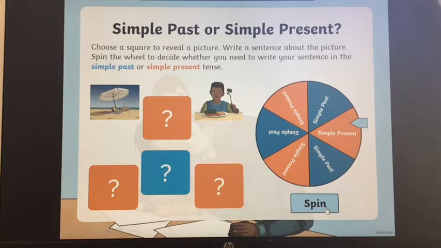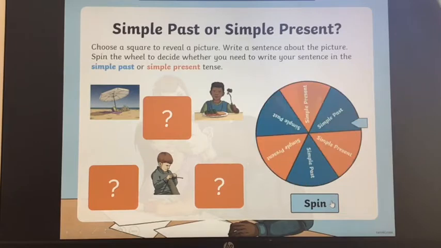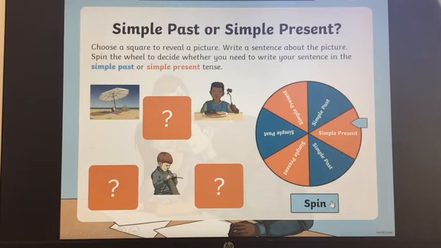Can you write a sentence in the present tense to describe what Bob does often, and it has to link to that picture? Stop the video while you jot down your ideas. Aha, here we have somebody knitting. Let's spin the wheel. The simple present. Okay, so we need to think of a sentence that's written in the present tense.